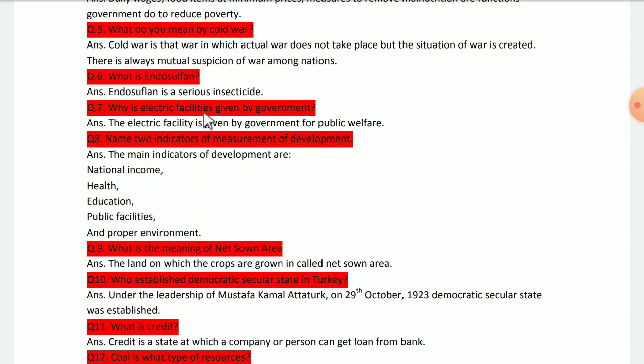Why is electric facilities given by government? The electric facility is given by government for public welfare. Name two indicators of measurement of development. The main indicators of development are national income, health, education, public facilities, and proper environment. What is the meaning of net sown area? The land on which the crops are grown is called net sown area. Who established democratic secular state in Turkey? Under the leadership of Mustafa Kemal Atatürk on 29 October 1923, democratic secular state was established.